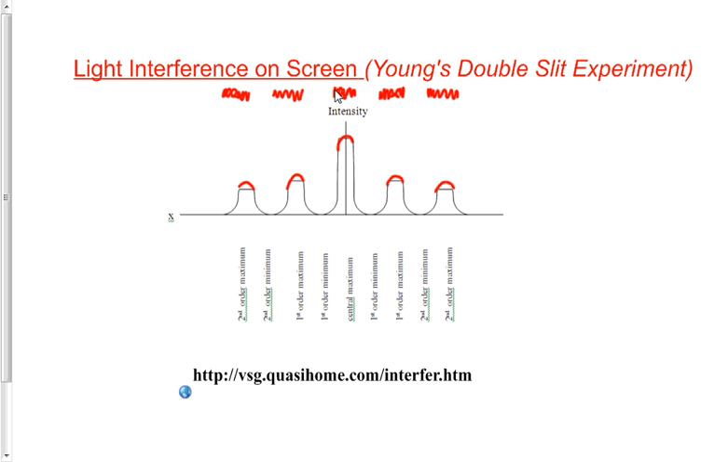What do we see in between here? There's no bright spot, right? It's a dark spot. There's no light there. So what's the intensity right here? Or right here? Or right here?